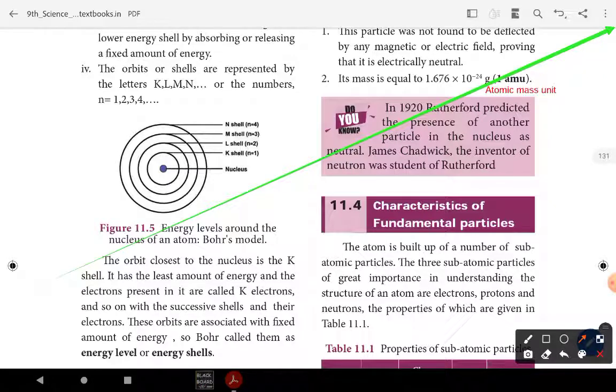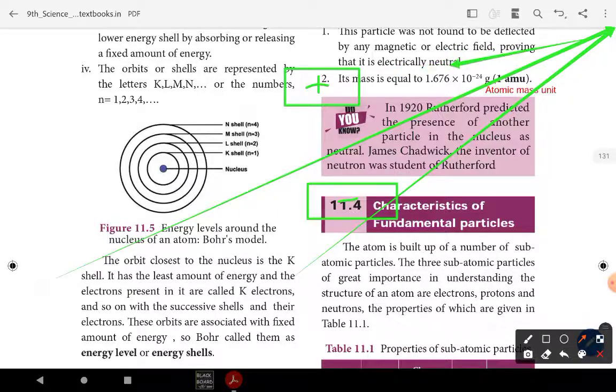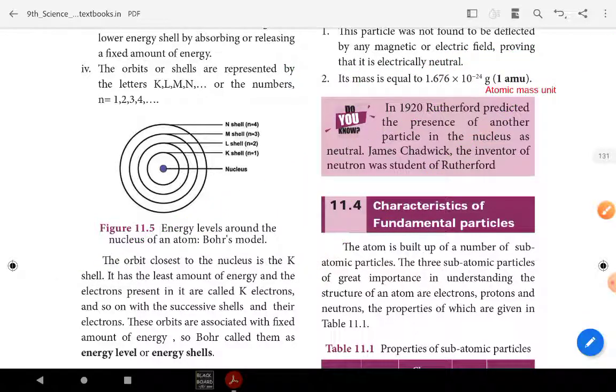Suppose we place an electric field here, positive and negative, any way. Even if this is positive and this is negative, the ray kept going on and on. It was not turning, not deflected this way or that way. It went on straight. That's what is given. This particle was not found to be deflected by any magnetic or electric field, so it is electrically neutral.